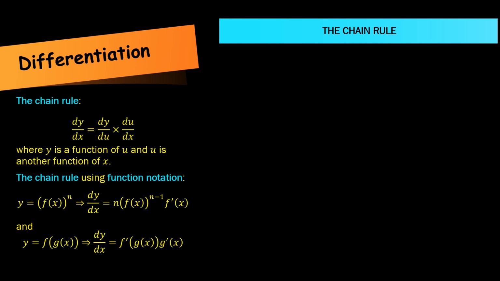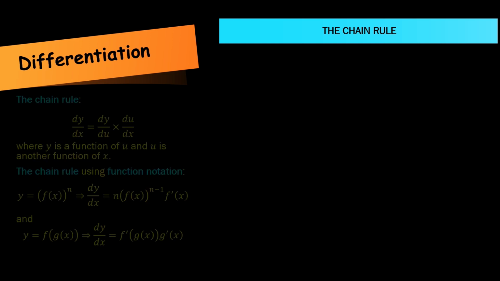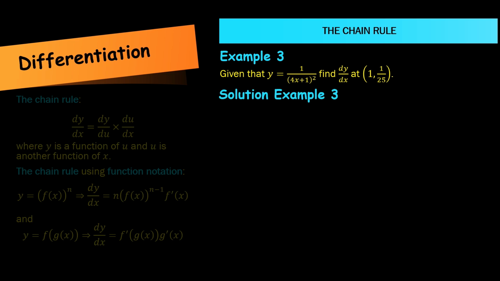Let's now apply these rules to an example. Pause the video and have a go. Press play when you're ready to view the solution. So in this example, we're required to find dy/dx at the point (1, 1/25) for y equals 1 over (4x plus 1) all raised to the power 2. So let's solve this.